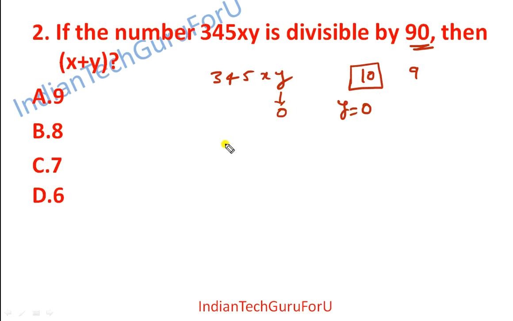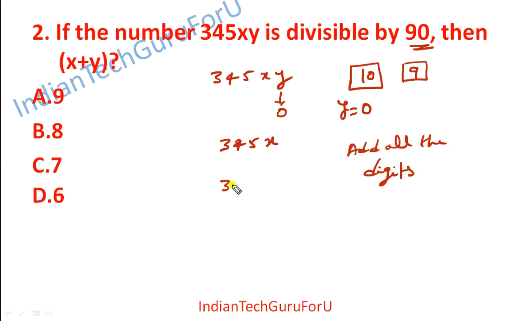And what is the remaining number? 345x is the remaining number, because the y value is 0, we need not consider that particular value. Now, what is the divisibility rule for 9? The divisibility rule for 9 is, if you add all the digits in the number, then it must be divisible by 9. So let me add all the numbers: 3 plus 4 plus 5 plus x. So 3, 4, 7, 7, 5, 12. 12 plus x should give one number which must be divisible by 9.